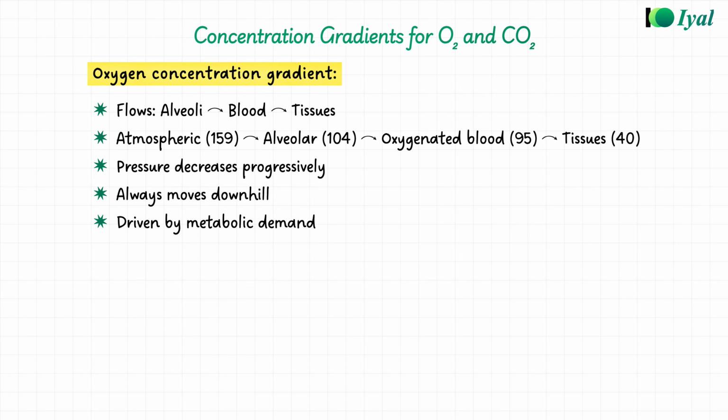Now look at the oxygen gradient. In atmospheric air, it is 159. In alveoli, it drops to 104. In oxygenated blood, it is 95. In tissues, it is 40. See the pattern? It keeps decreasing.